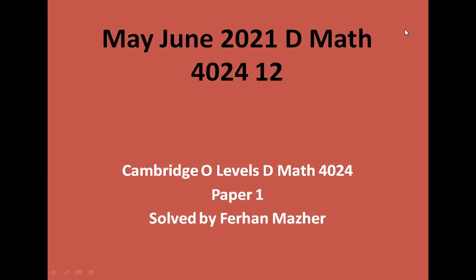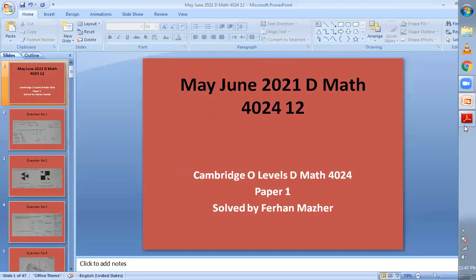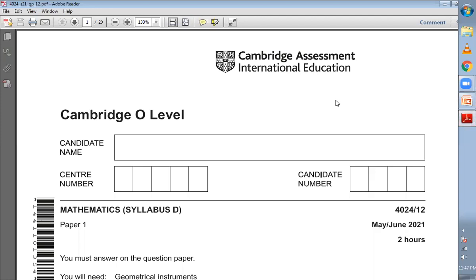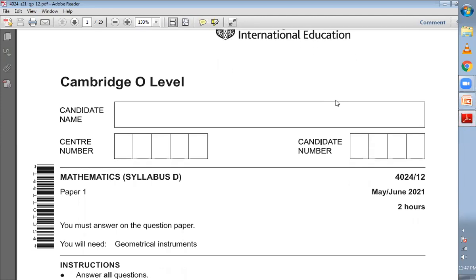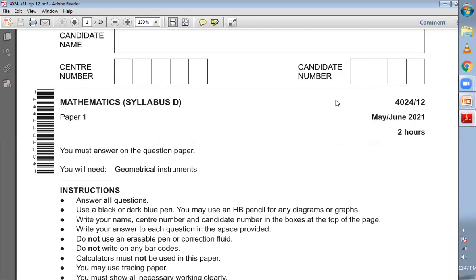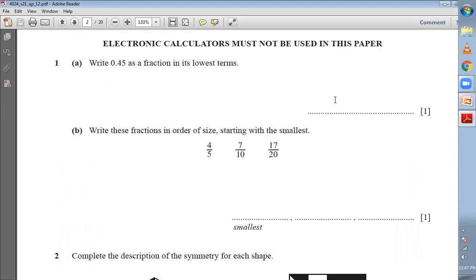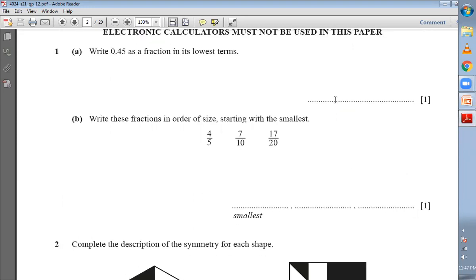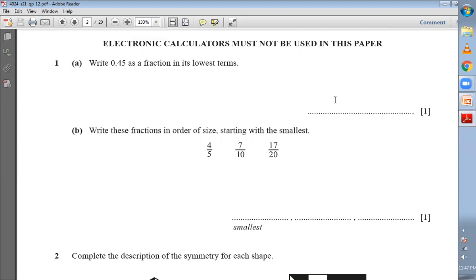So let me show you the May June 2021 1-2 paper, Mathematics, Syllabus D, Paper 1. Okay, so question number 1 is coming up on your screen. It says, write 0.45 as a fraction in its lowest term.